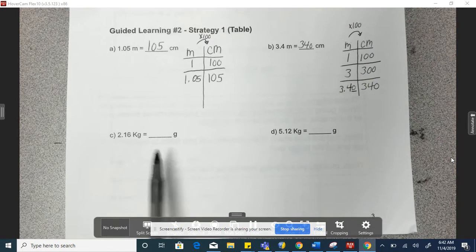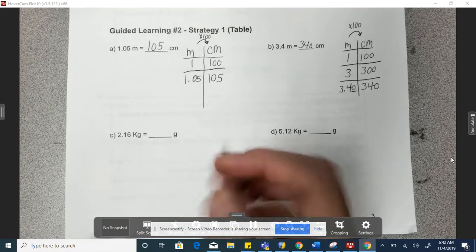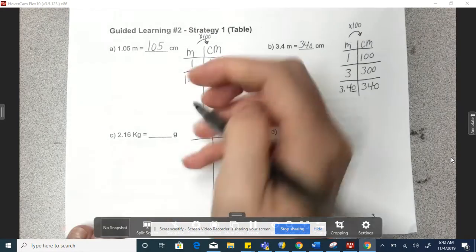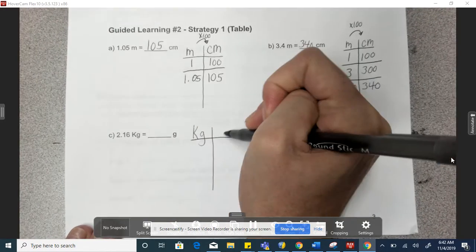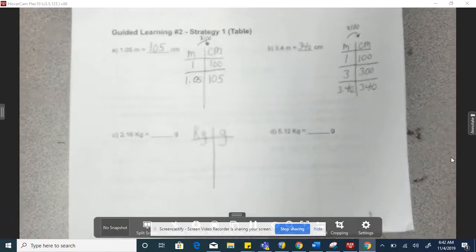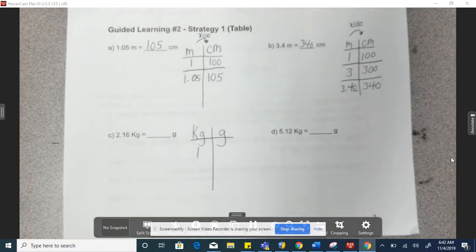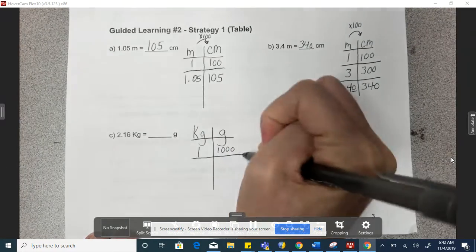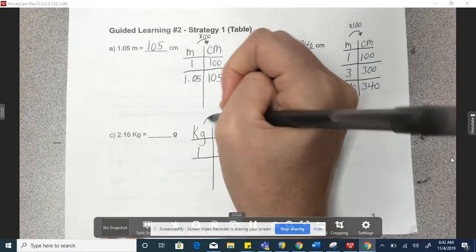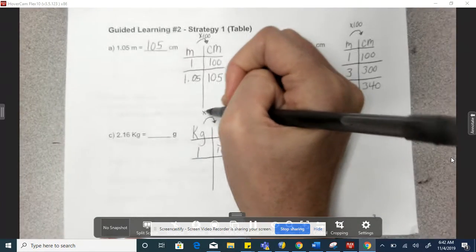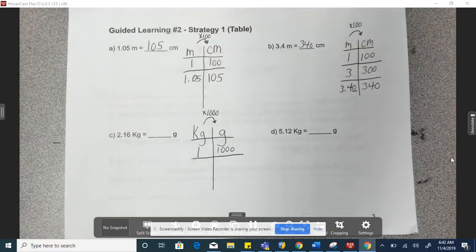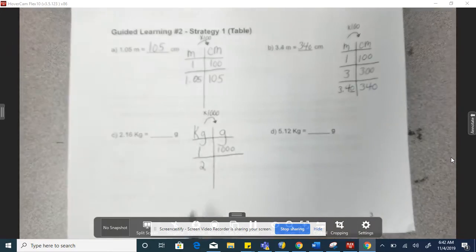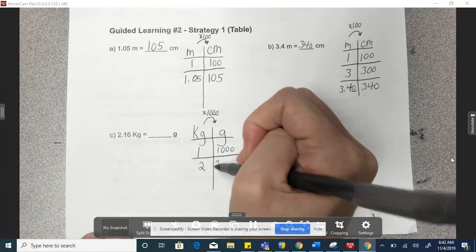Now let's try it with grams. So here, I'm going to start by making my table. We're starting with kilograms, and we're converting to grams. Let's see, if I had 1 kilogram, I know that that's the same as having 1,000 grams. So I need to multiply every kilogram by 1,000 to figure out how many grams that is. Now I'm going to see for 2 kilograms. 2 times 1,000 is 2,000.